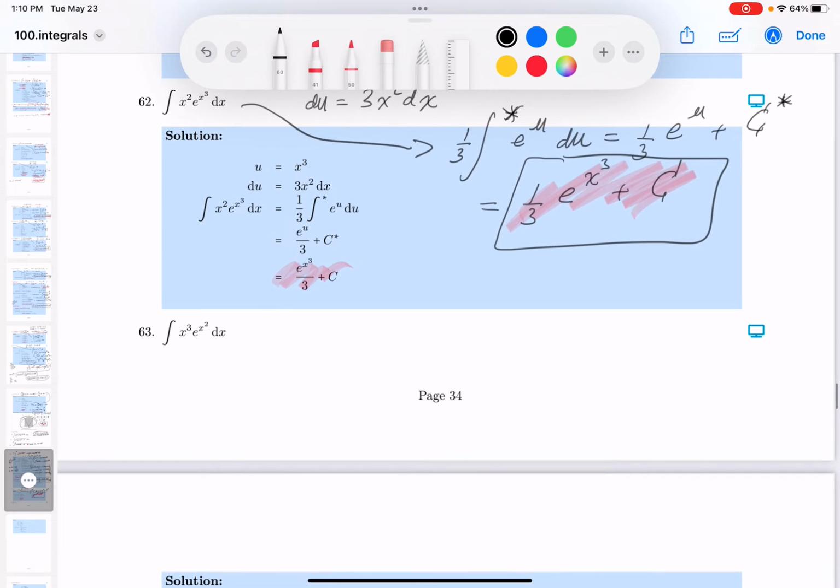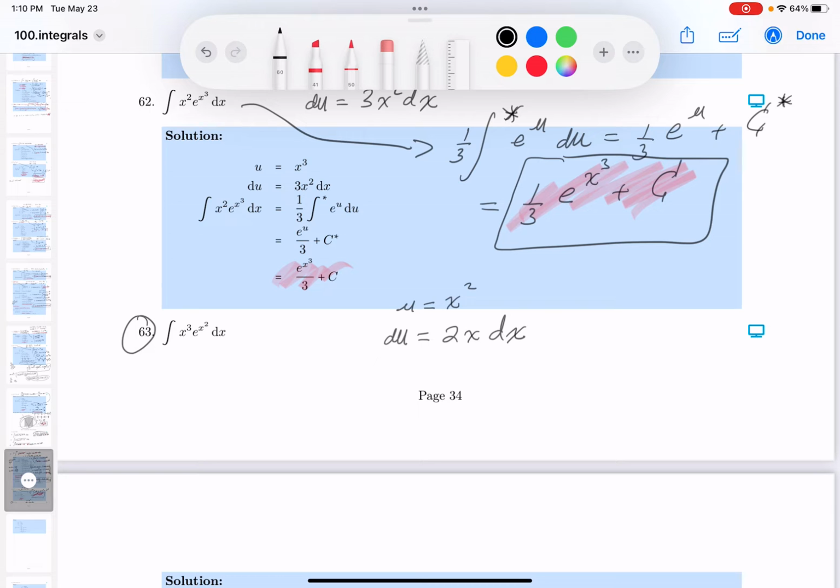Okay, I will say 62 and 63 are remarkably alike, but they're not the same. So someone says, what would you do over here? I think I still would go for letting u equal something. I'm going to let u equal, again, we're doing 63 now, x squared. And then du would be 2x dx.